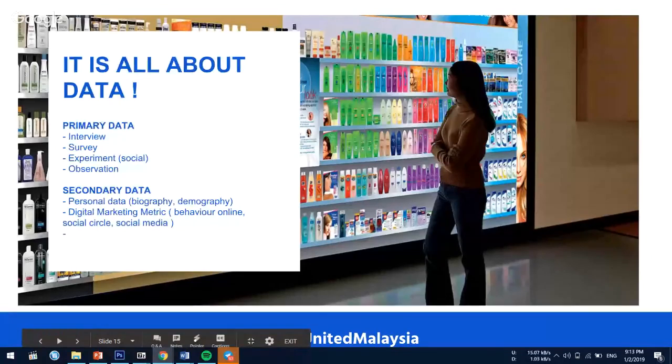Personal data, your demography, your biography, or the current most popular data, digital marketing metrics. Like for example, what is the behavior online? What kind of pages do you like? What kind of social circle are you in? What kind of social media do you use? And all these things that they track from your personal data itself.